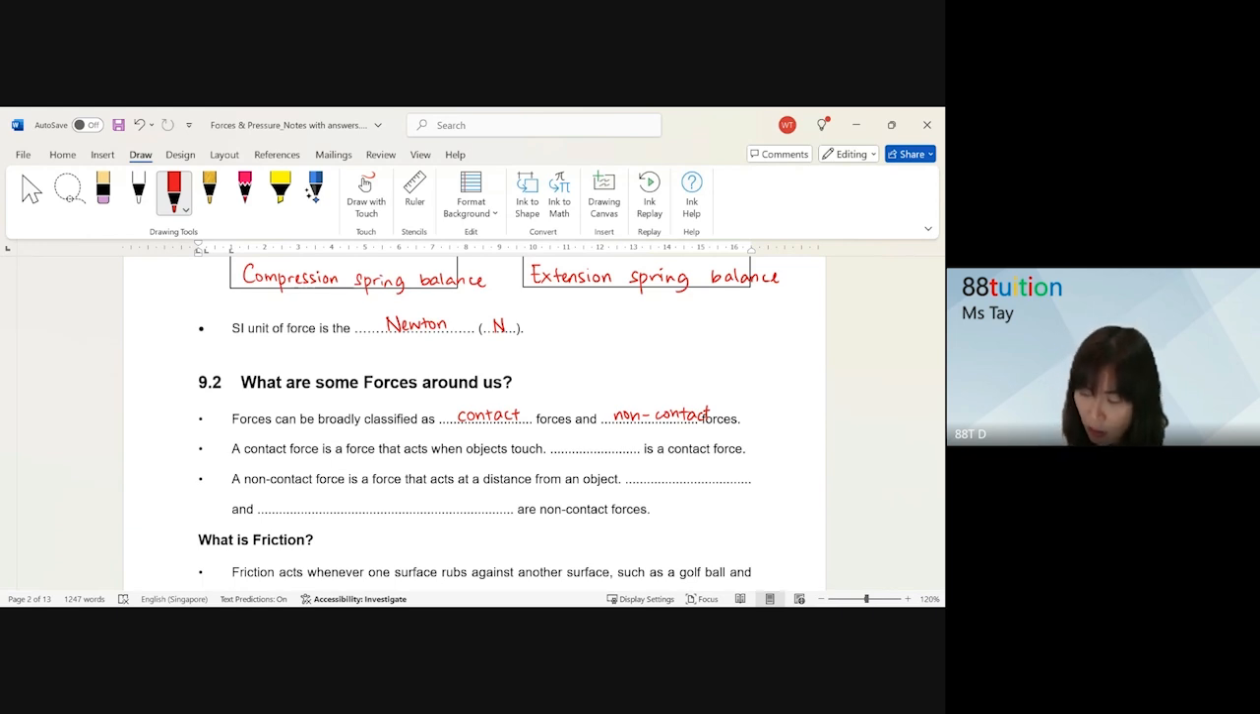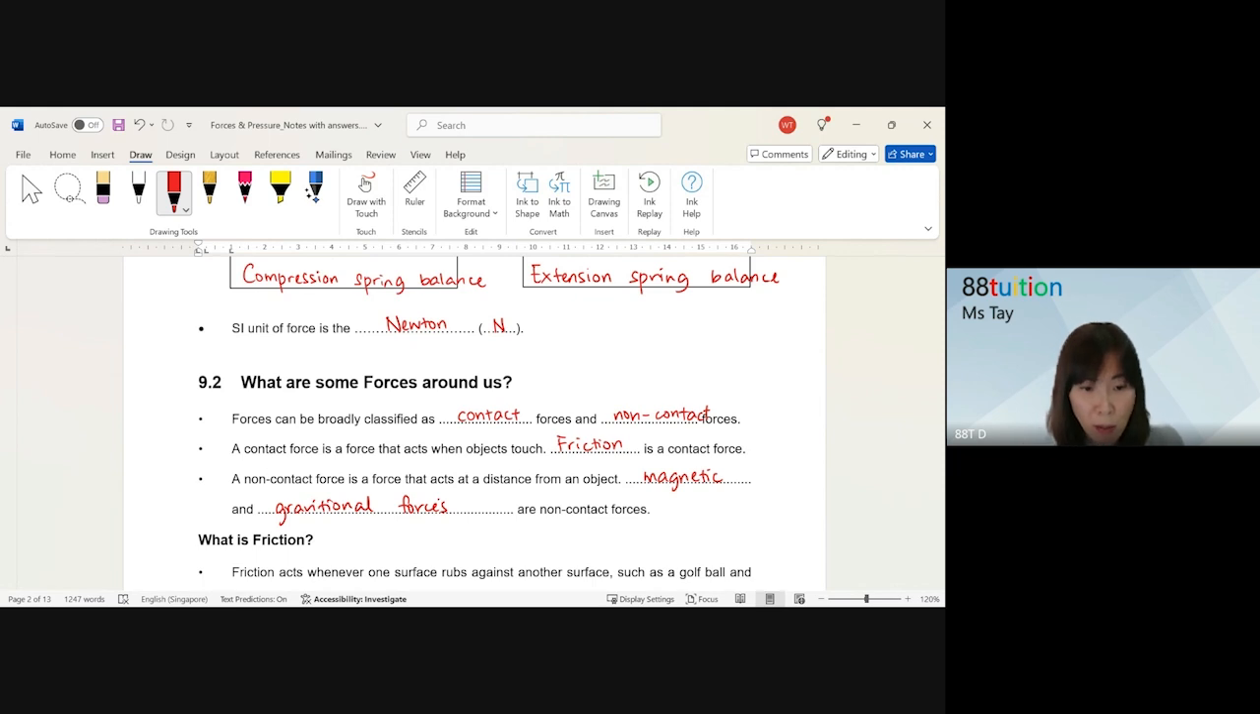Okay, a contact force is a force that acts when objects actually touch. So friction is a contact force. We know that. All right. Then non-contact forces like magnets, right? They don't have to touch each other, but they can attract each other. Okay, so they act from a distance. Okay, so what can we say? Magnetic, right? Magnetic and gravitational forces are the non-contact forces.